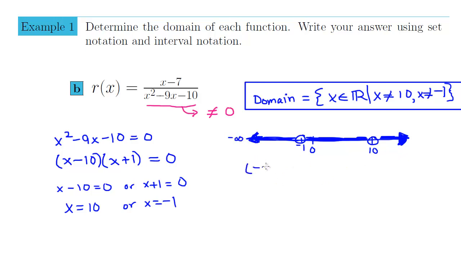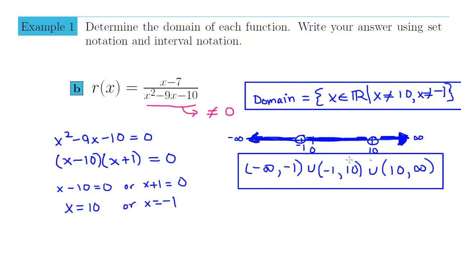We go from negative infinity all the way to negative 1, open it up because we're excluding negative 1, together with the next interval, which goes from negative 1 to 10, that is all numbers in between negative 1 and 10, excluding them with the open brackets. And finally, the last interval would be 10 to infinity, all the numbers from 10 to infinity, open bracket again to exclude the value at 10. This would be the interval notation for the domain of this function.